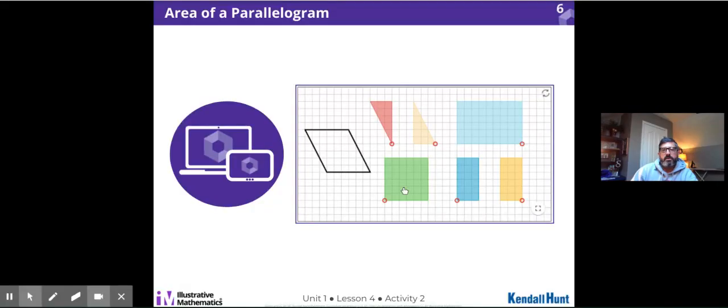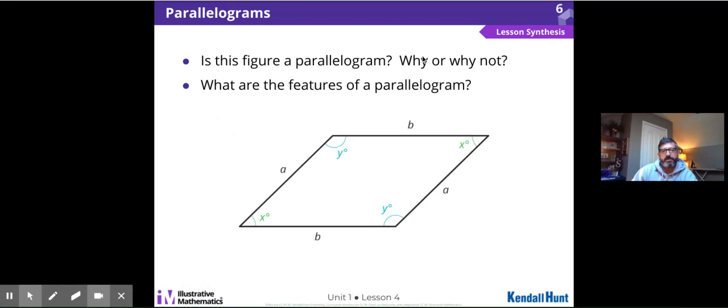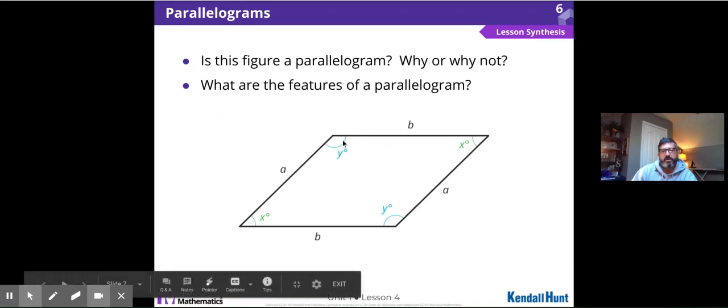All right, we'll go back to our PowerPoint. There we go. So we'll look at the features of this parallelogram again. Is this a parallelogram, you think, Linus? Yeah, it is. How do we know that? Because there's 4 sides. 1, 2, 3, 4. The opposite sides are parallel, meaning if we were to draw them 100 miles wide, they would never touch. And these opposite angles are the same size.